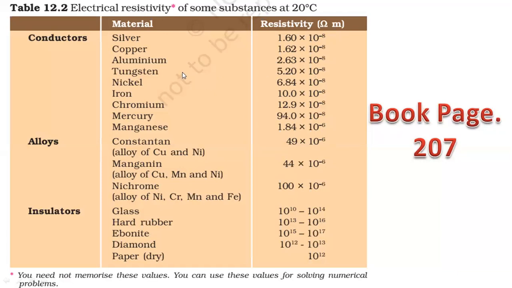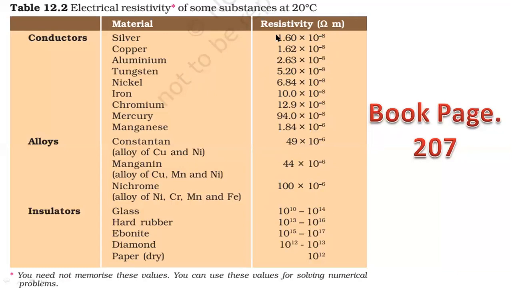For example, tungsten value is given as 5.20 into 10 to the power minus 8. If I'm asking you what is the order of tungsten, you will say the answer is 10 to the power minus 8. So whatever is the 10th power value is nothing but the order. And these orders are different for each material. For metals, it is almost 10 to the power minus 8. For alloys, it is 10 to the power minus 6. And for insulators, it's a very big value, 10 to the power 14.